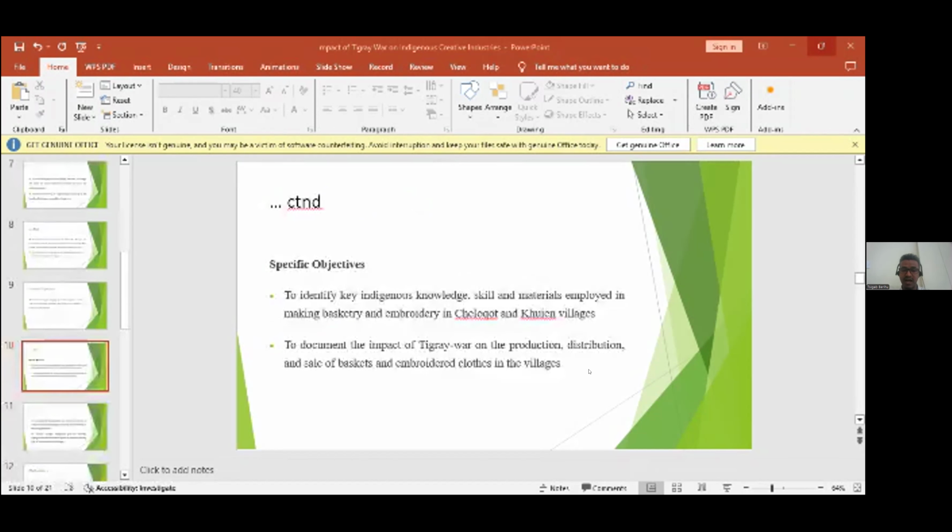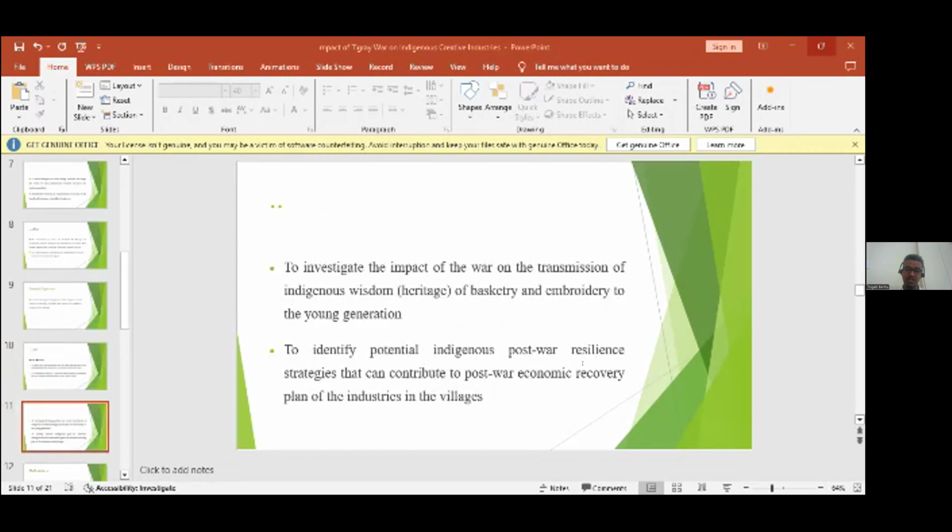Specific objectives include: to identify the main indigenous knowledge, the skills, the materials, and the techniques employed in producing the cultural products; to document the impact of the war on the production, distribution, and marketing of the products in the village; to investigate the impact of the war on the transmission of indigenous knowledge of these cultural practices; and to identify potential indigenous post-war resilience strategies that can help the recovery plan of the industries in the village, if there is any potential indigenous approach.